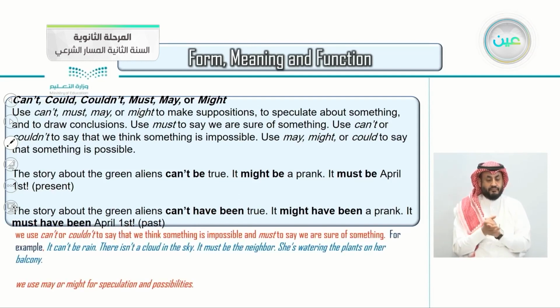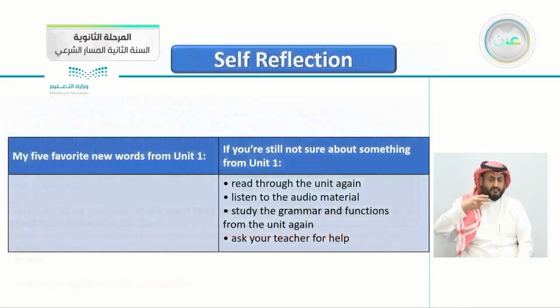And also here we use can't or couldn't to say when we think something is impossible, and must when we are sure of something. Here are some examples. It can't be rain. There isn't a cloud in the sky. It must be the neighbor. She's watering the plants. Also, we use may or might, as we said before, as a speculation or a possibility.